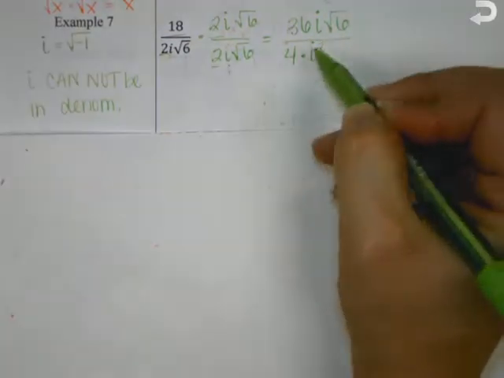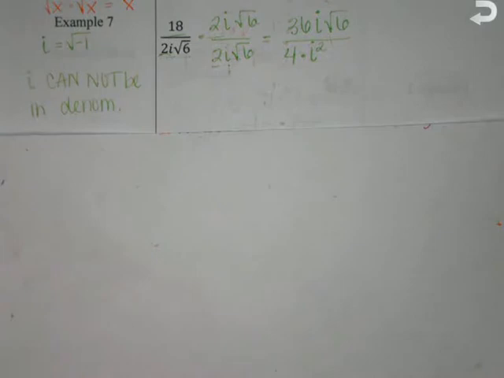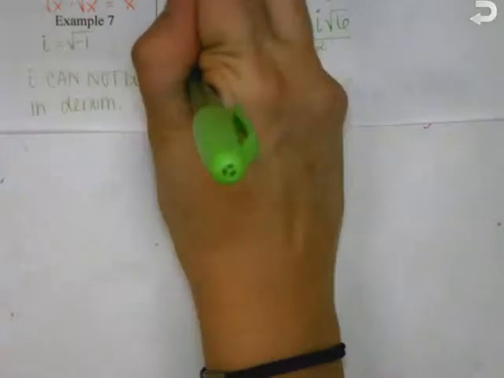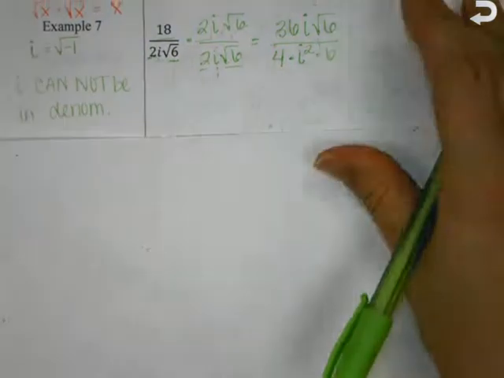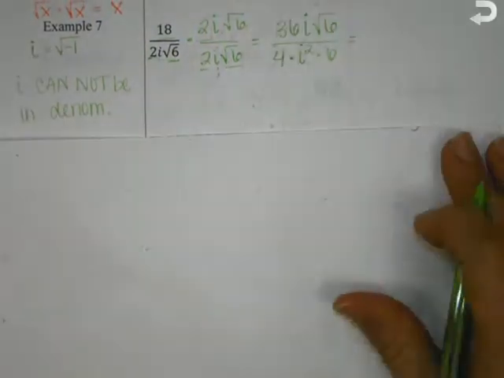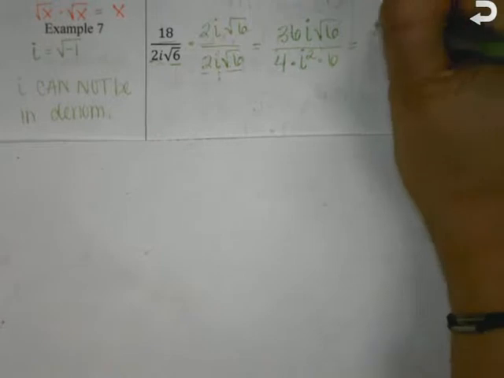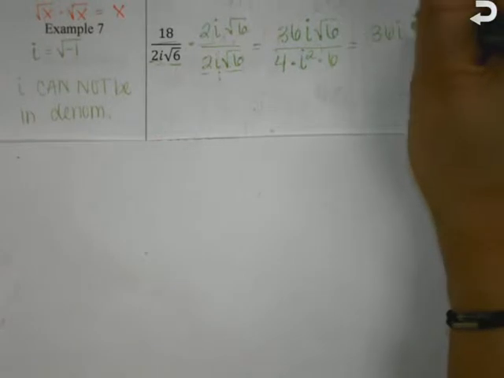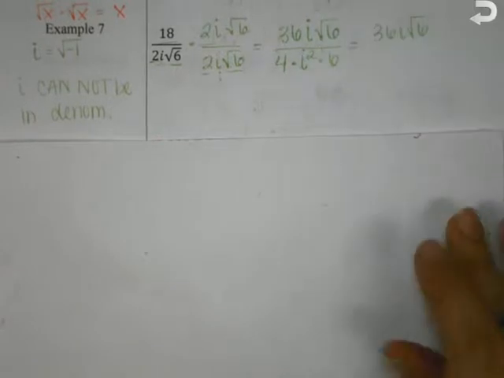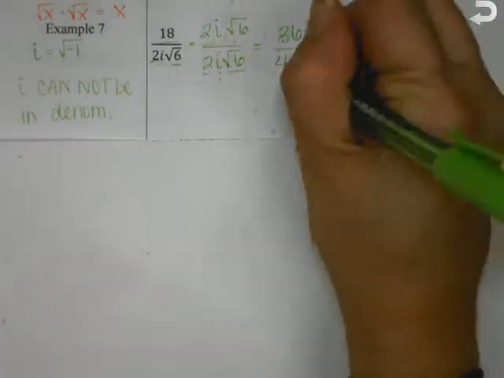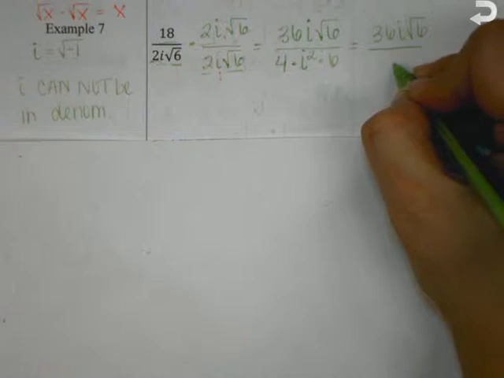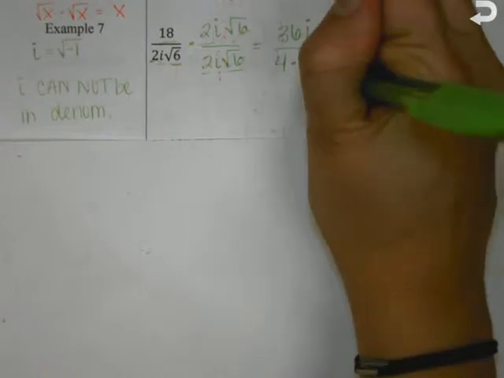Okay, let's simplify a little bit. This is 36I root 6 over 4 times 6, which gives me 24. And then what do you guys remember about I squared? It's equal to -1. So -1 times 24 gives me -24.